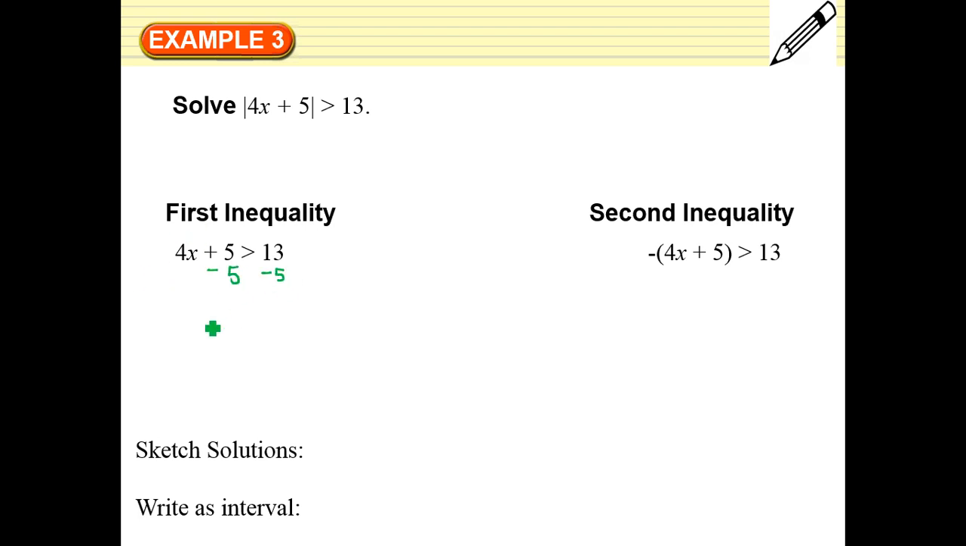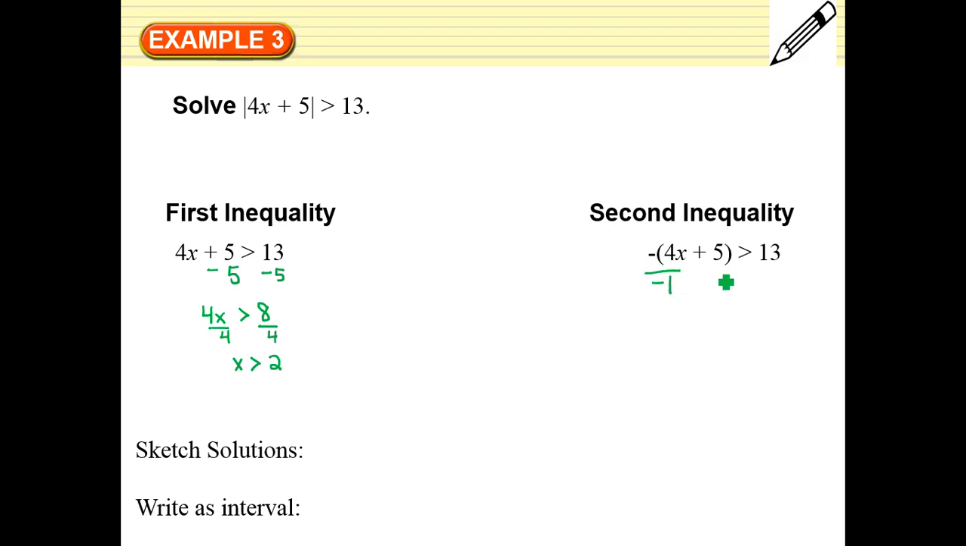Subtract 5. 4x is greater than 8. Divide by 4. And x is greater than 2. Okay, let's do this one.